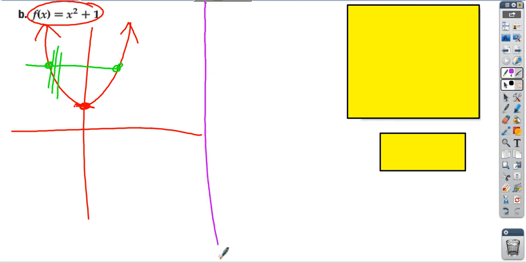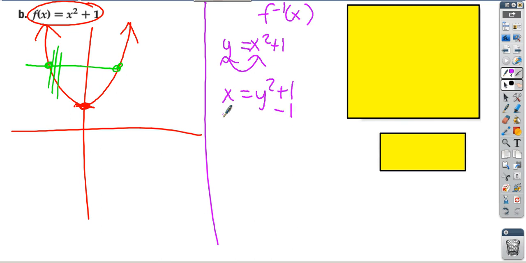Anyway, here's how you find the inverse. So we're going to swap the x and the y. The original one was this. Now we're just going to swap these. So we get x equals y squared plus 1, and we want to solve that for y.